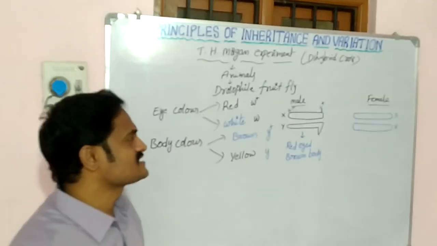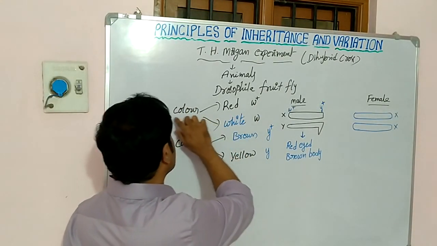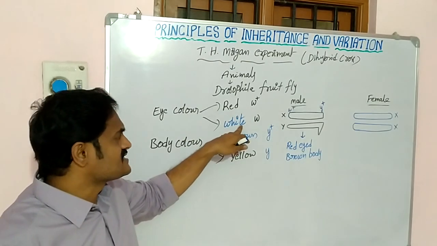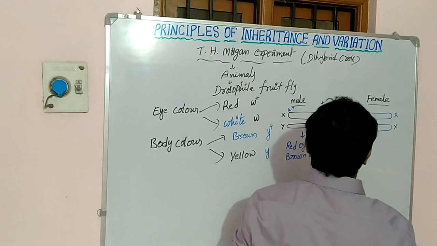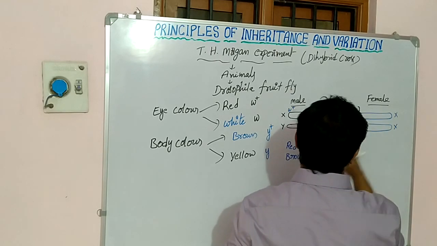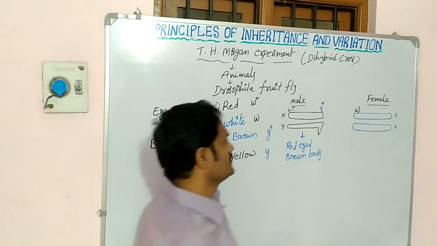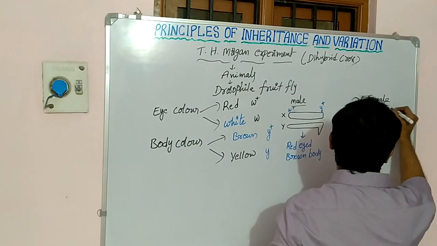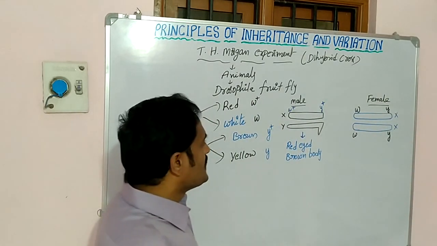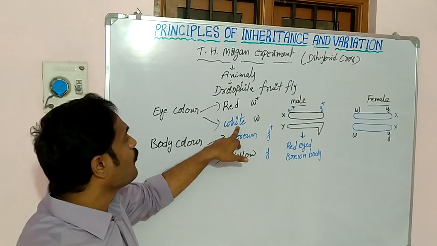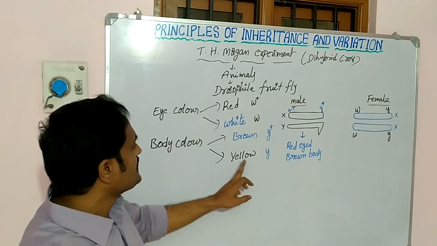The female consists of recessive traits. First, coming to the eye color, what is the recessive character? So I will write here W. And what kind of body color? Y. W and Y, on this chromosome also W and Y. So W indicates what? White eye. And Y indicates what? Yellow.